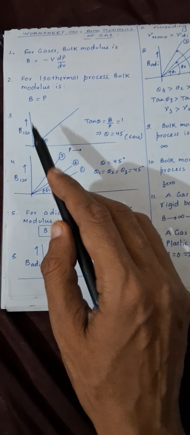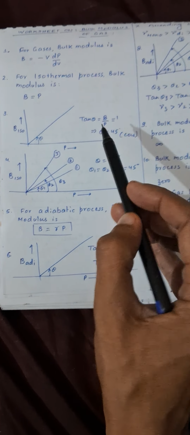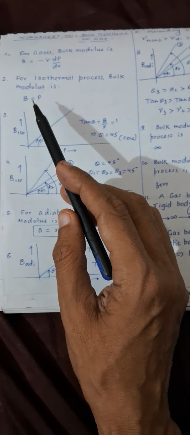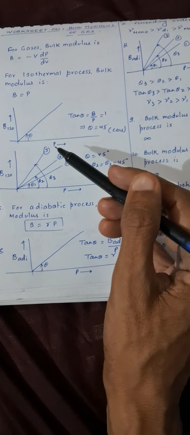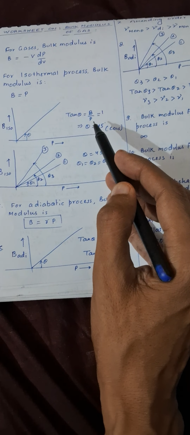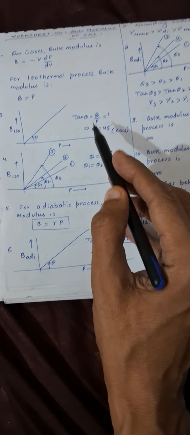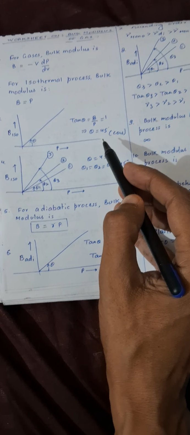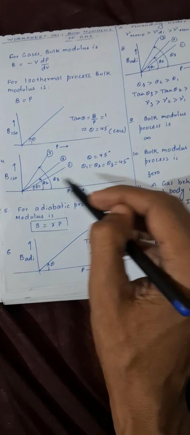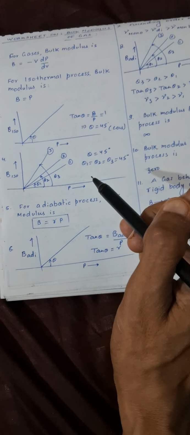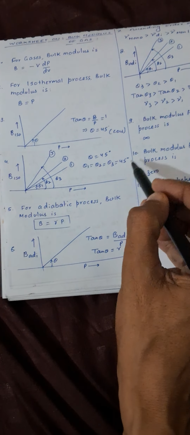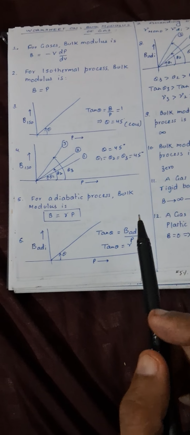Next, if we draw a graph between isothermal bulk modulus and pressure, obviously bulk modulus is equal to P. That means the graph is a straight line with slope equal to B by P, which comes out to be 1. So the slope angle here comes out to be 45 degrees. Next, we have three different gases, but isothermal bulk modulus is equal to pressure, so all the angles will be equal to 45 degrees.